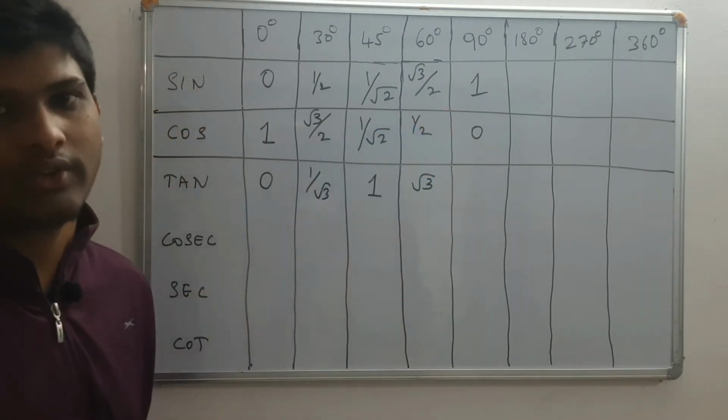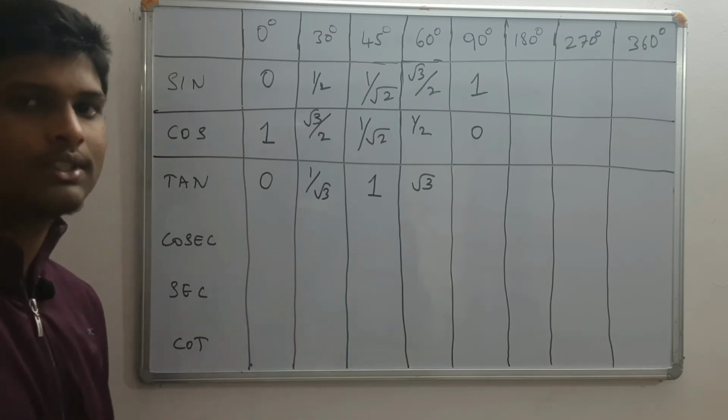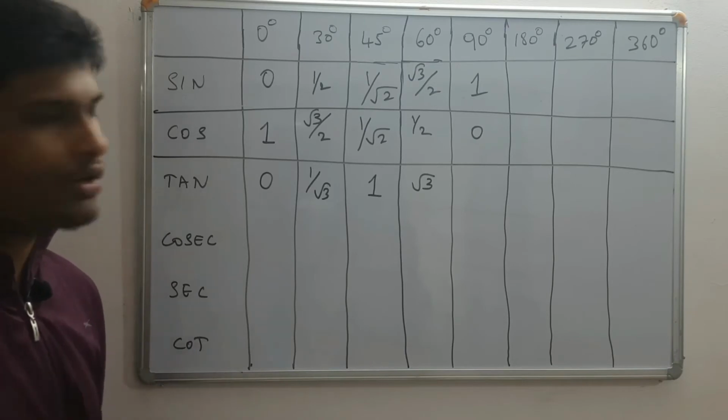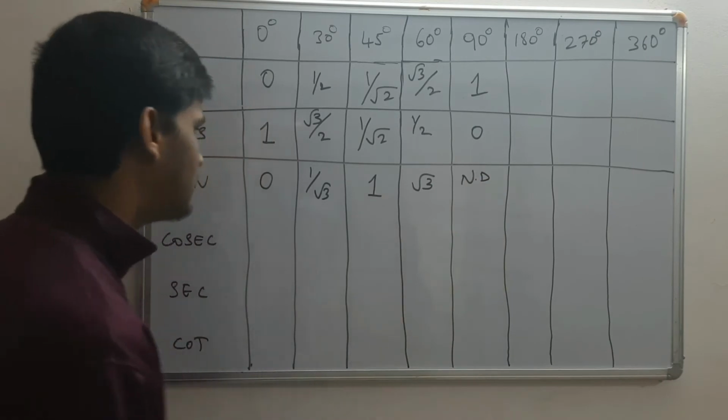Next, tan 90 degree is 1 by 0, which is not defined. Most people write 1 by 0 tends to infinity, so it's infinity. But writing infinity is absolutely wrong. We should write not defined, or just write ND, where ND means not defined.